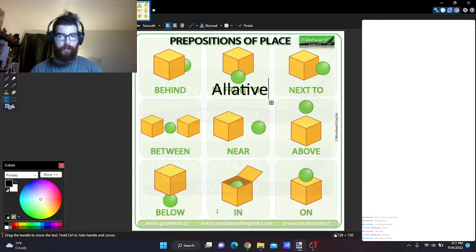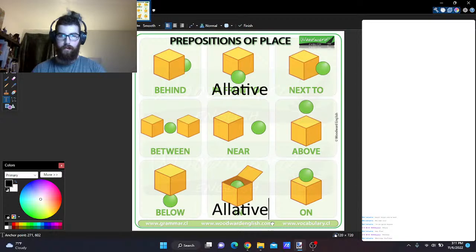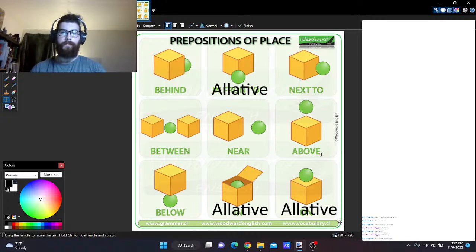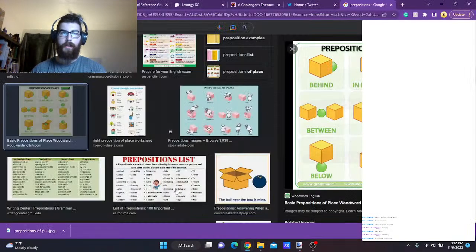So, I had a feeling that in and on would both be allative. Above could also be allative. I may have lied. One second, let me check my cases.